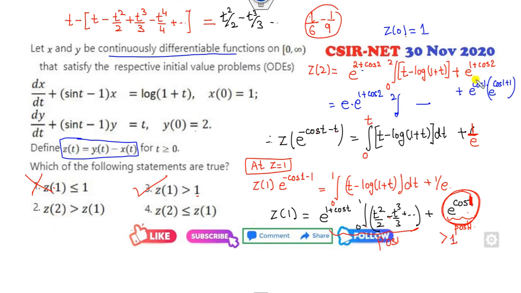Clearly this number is greater than this number, definitely, because its limit is 0 to 1 and this one is 0 to 2. So this number will definitely be greater than z of 1, because each term is greater than the corresponding one. So z2 must be greater than z1. So this option is also cancelled. So the right answers are B and C.